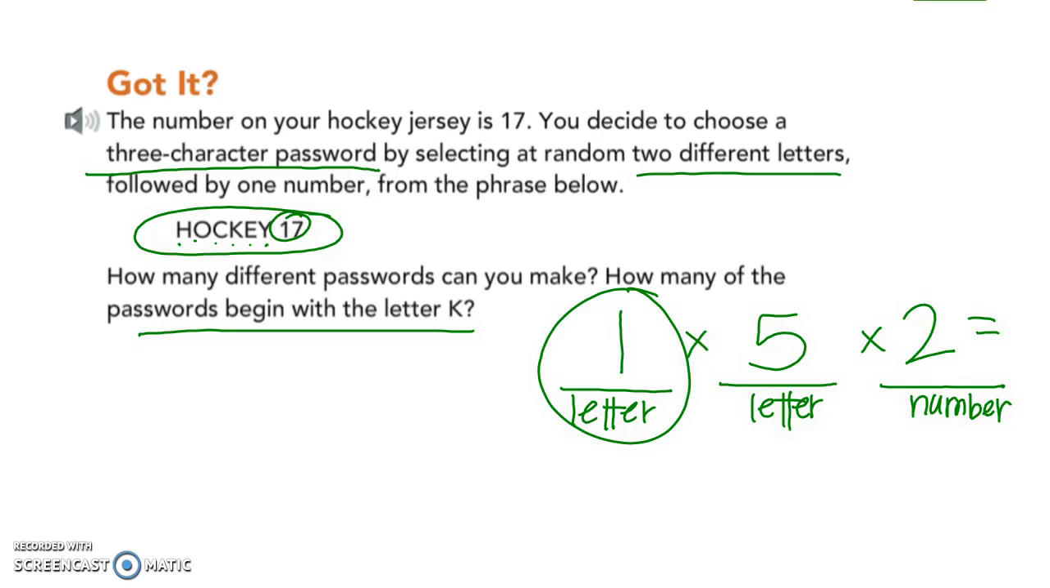Then the other 5 letters are our choice for the second one here. So how many combinations can I make with the letter K? 1 times 5 is 5, times 2 is 10. There's 10 different passwords I could use the letter K as my first character with.